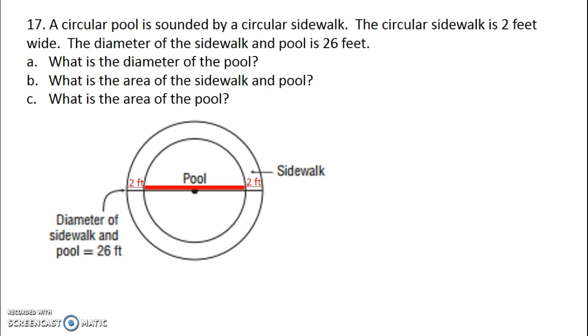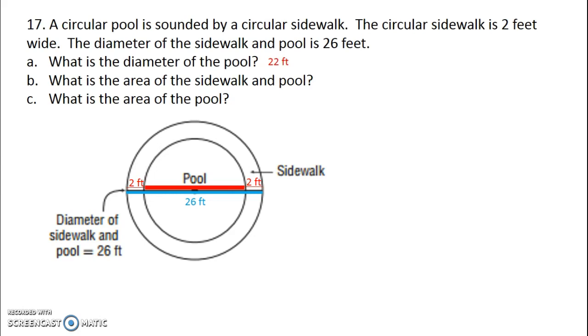They also tell you the diameter of the sidewalk and the pool. So if you're going from the far edge of the sidewalk all the way to the other side of the sidewalk, that whole distance is 26 feet. The first question is just, what is the diameter of the pool? That's the one that I have in the solid red line. Well, if we know that the whole distance is 26 feet across, and 2 of it is made up of sidewalk on the right, 2 of it is made up of sidewalk on the left, we just want to know, what's remaining that's not sidewalk? So if you take off 2 feet, and 2 feet, you should get 22 feet for just the pool's diameter.